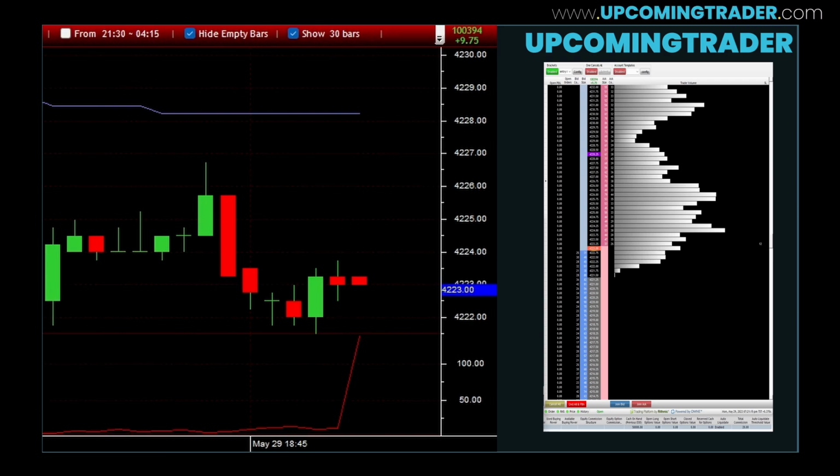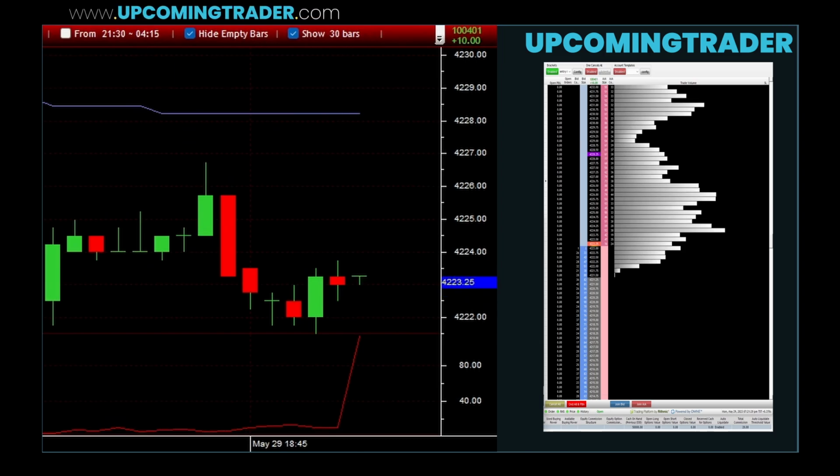By carefully analyzing these different TPO formations, whether it is double distribution, P-shaped, B-shaped, balanced, or excess patterns, you gain a deeper perspective of market behavior, allowing you to align your trades with the prevailing sentiment and structure of the market. Recognizing and adapting to these patterns can significantly enhance trading strategies, reduce risks, and improve overall decision-making.